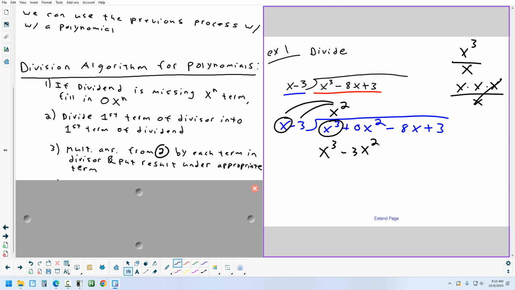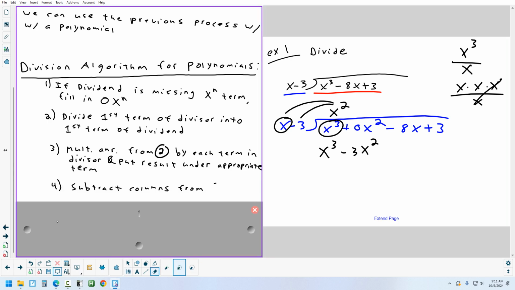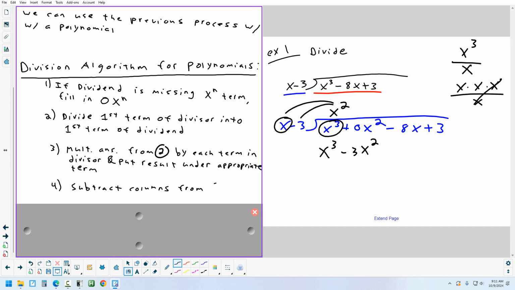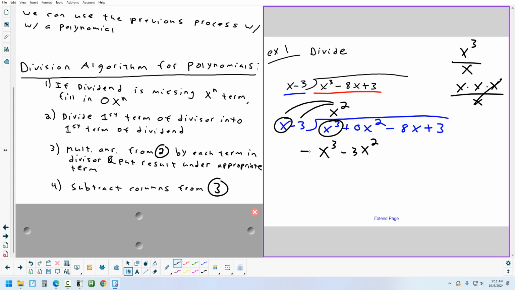Okay. Questions on that stuff? All right, so now step 4 is to subtract the columns that we just made in the last step. So the way I do that is I put a minus sign, put all of that in parentheses, and we're going to subtract our columns.